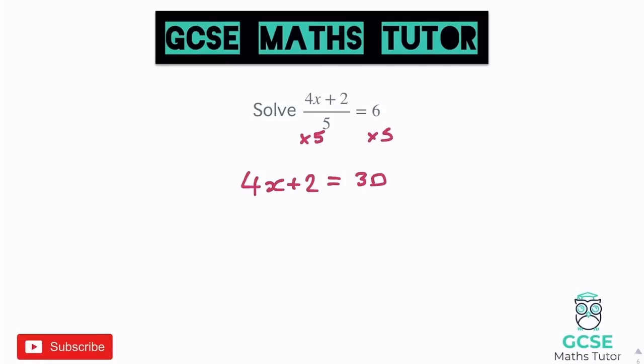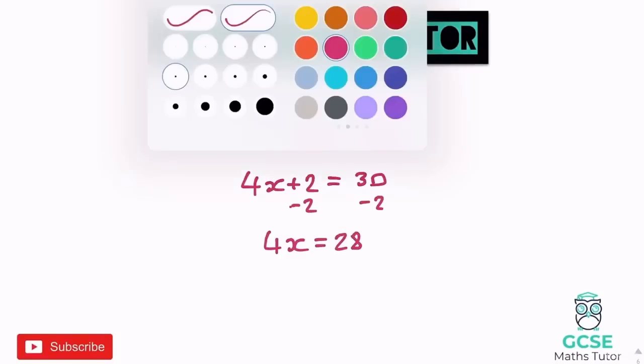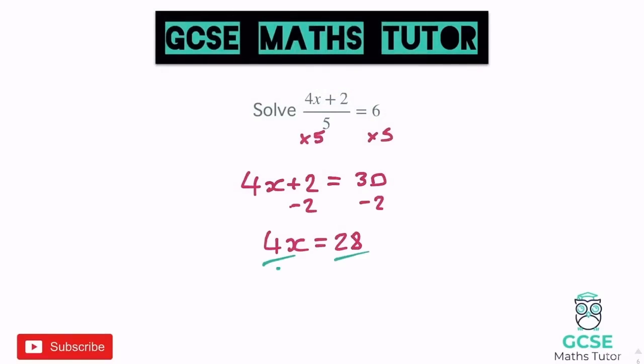So it's a plus 2, so we're going to minus 2. So take away 2 from both sides, and we get 4x equals 28. And then just like before, dividing it by 4, and that gives us x equals 7. There we go, and there's our final answer.